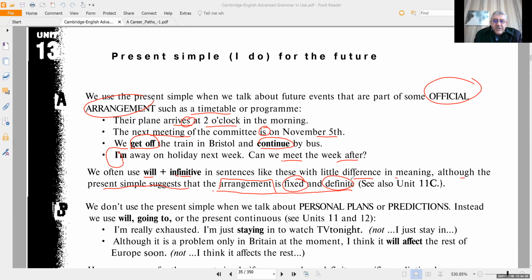We don't use the present simple when we talk about personal plans or predictions.